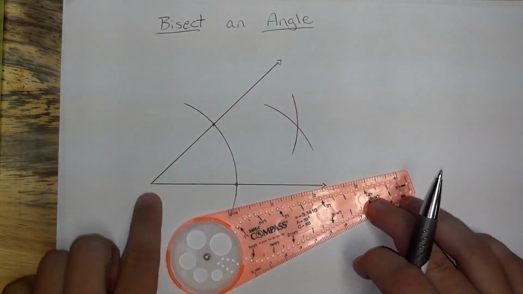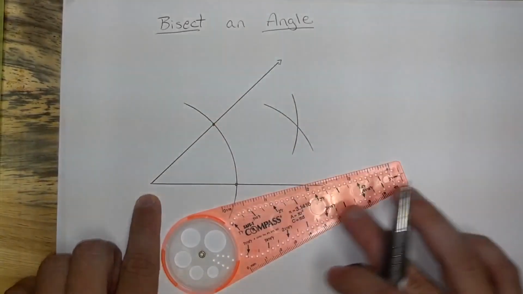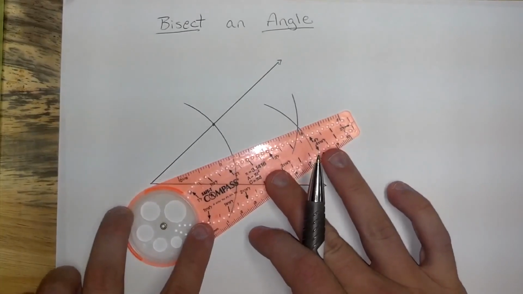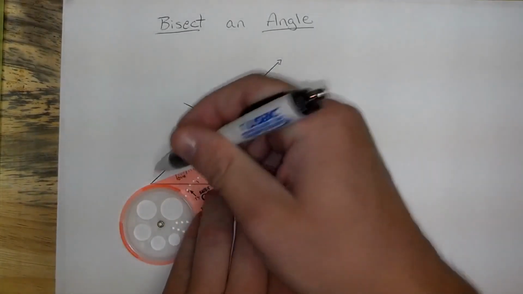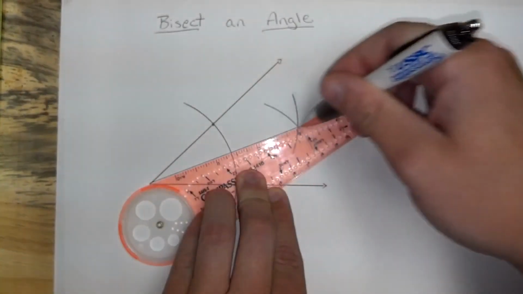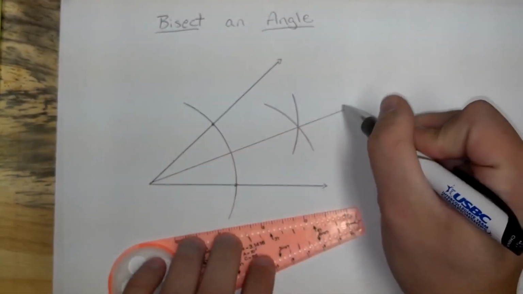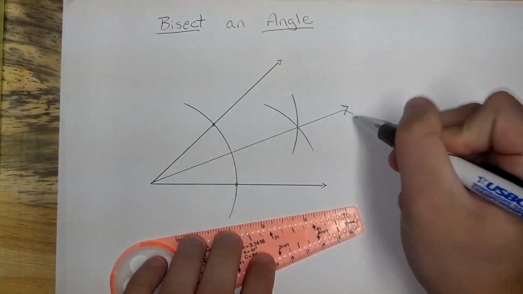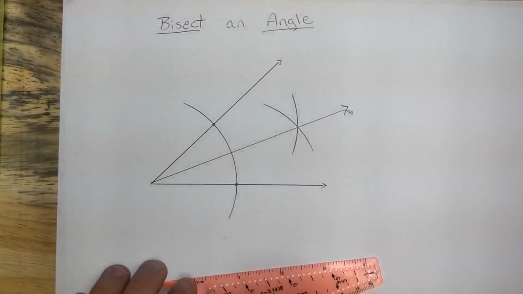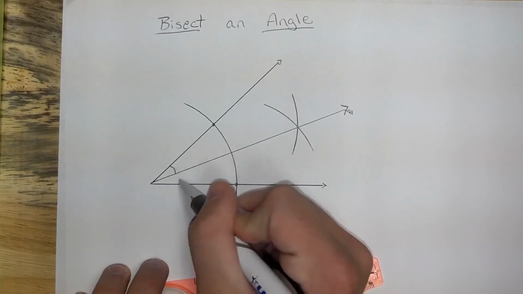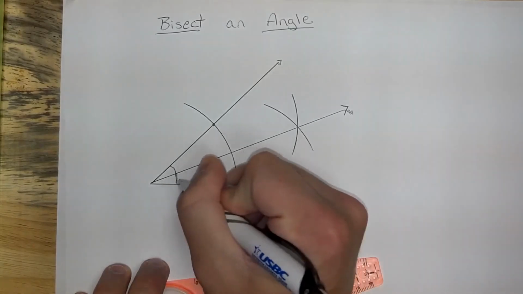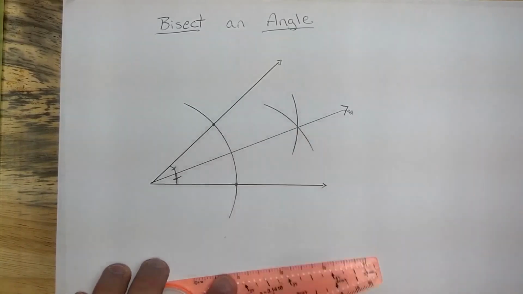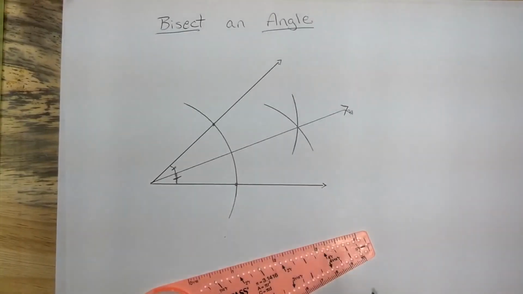Now, if you connect the vertex and that point where your 2 arcs crossed, that is going to perfectly bisect this angle. Let's see if it worked out. Oops. Alright, there we go. Don't worry about the little squiggle. Alright, now this top angle and bottom angle are perfectly congruent, same size, which means we can use these cool little congruent marks. And that's how you bisect an angle.